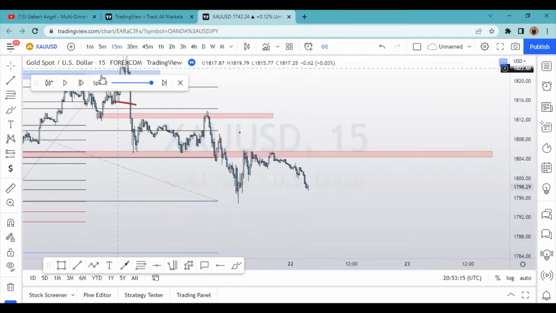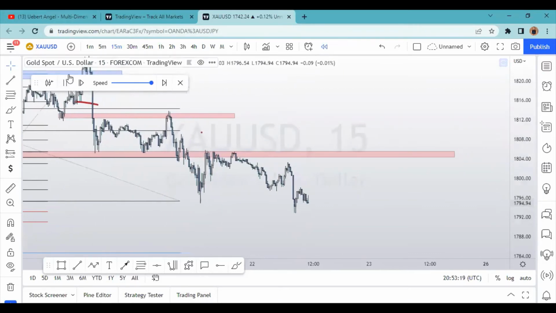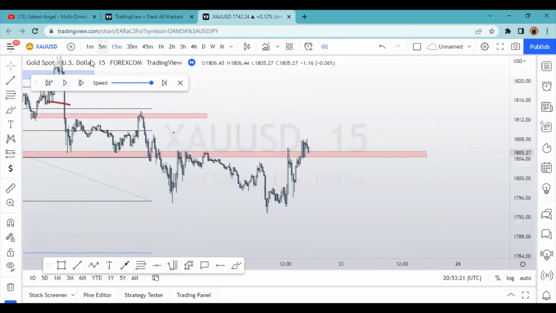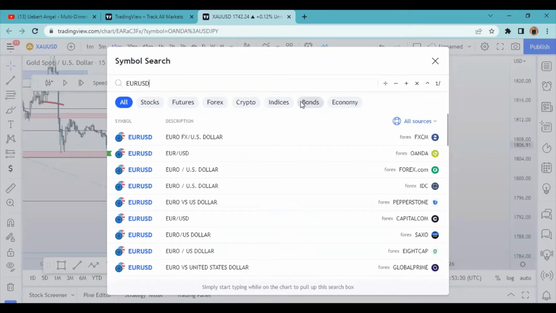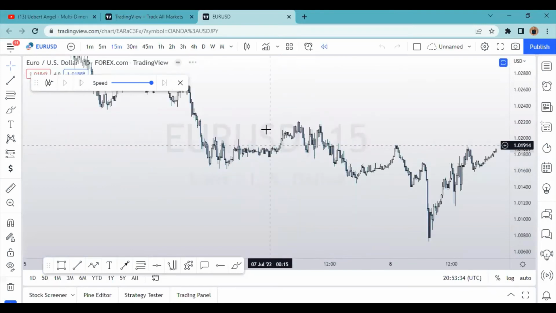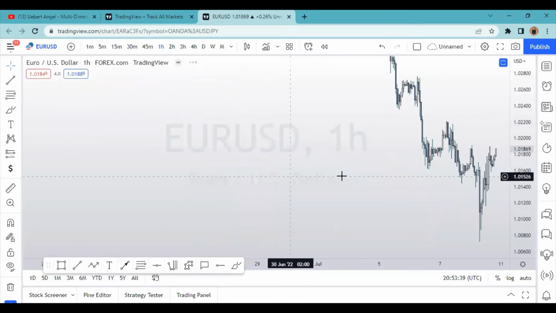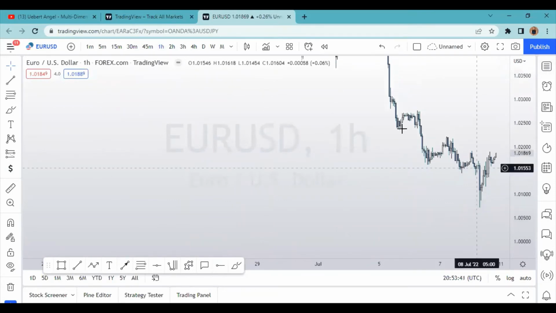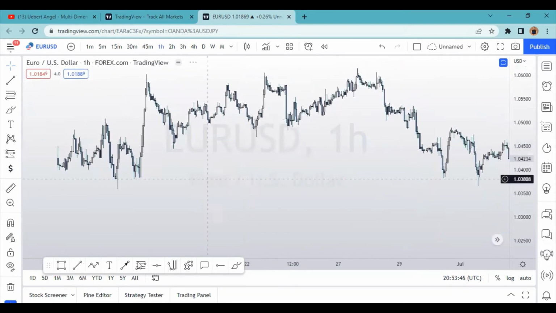So let me do the buy side of things, and I'm going to use Euro USD for that. So that this video is not that long, it's already long anyways, with Euro USD I'll use the 1 hour time frame, so that we are able to catch extra pips. You can use 30 minutes.